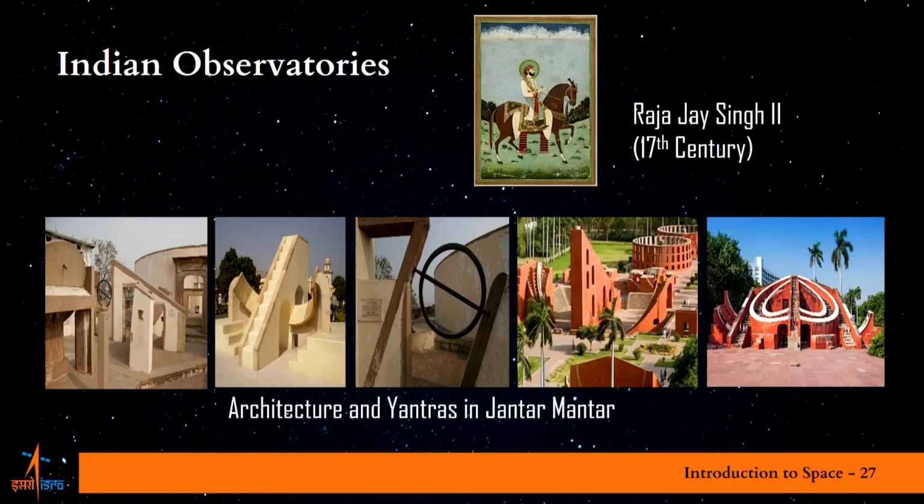Jantar Mantar was an assembly of astronomical instruments built of stone, designed to be used with the naked eye. It consists of many yantras which can be used for observation. Jantar Mantar in Jaipur is recognized as a UNESCO World Heritage Site as well.